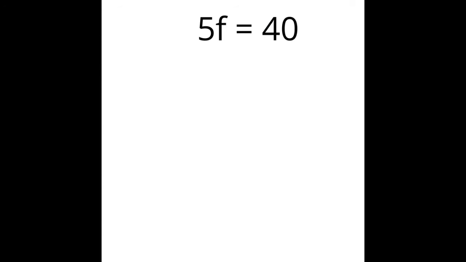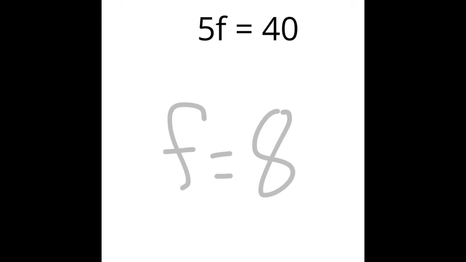Now I have something that looks a little bit different. I have a number and a letter smushed together. So I have 5f equals 40. We know that when we have a number and a letter smushed together, the operation is multiplication. The reason that we don't use a multiplication sign is because it actually looks like a variable. It looks like the letter x. So this is 5 times what number is going to be equal to 40. I've been studying my math facts and I know them very well, so I know that 5 times 8 equals 40. So in this case, f has to be equal to 8.